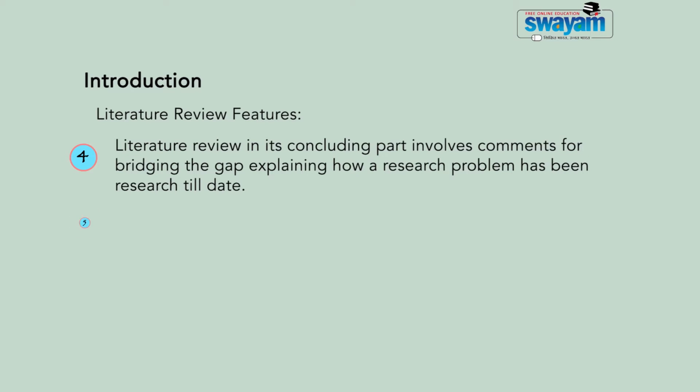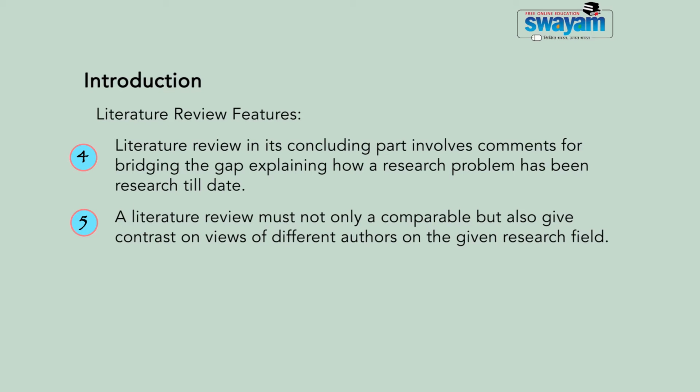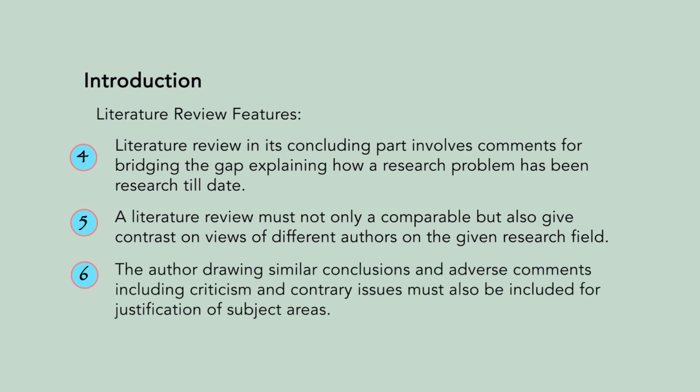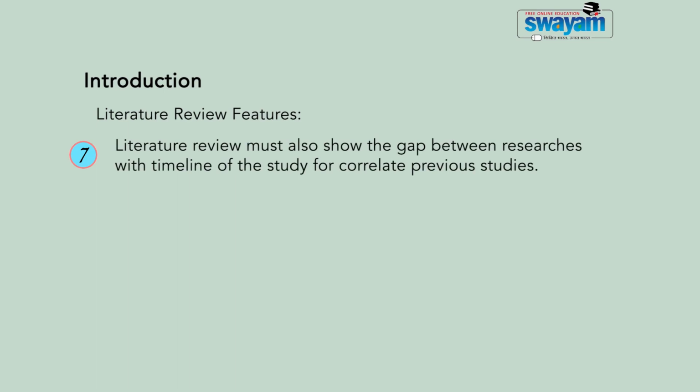A literature review must not only be compatible but also give contrast on views of different authors on the given research area. The authors drawing similar conclusions and adverse comments, including criticism and contrary issues, must also be included for justification of subject areas. Literature review must also show the gap between research with the timeline of the study for correlated previous studies.